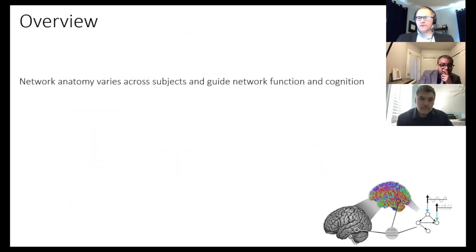Today, I really want to just be focused on a couple of claims here. I want to orient us to the idea that network anatomy varies across subjects and can guide network function and cognition. So I'm going to take a ground up view on the way that anatomy might be wired in general for individuals and then differ across individuals, and how we might find that interesting, predicting both what we see in functional neuroimaging and then indeed cognitive outcomes.